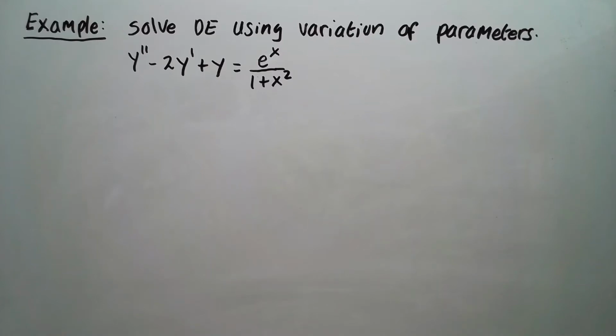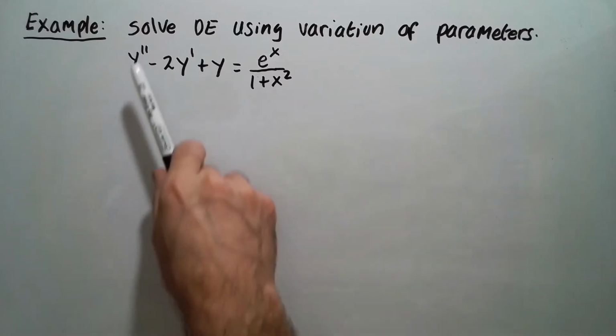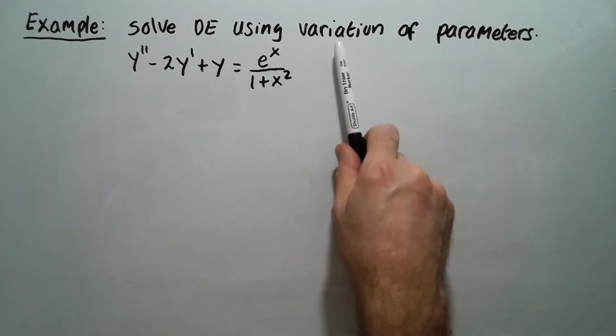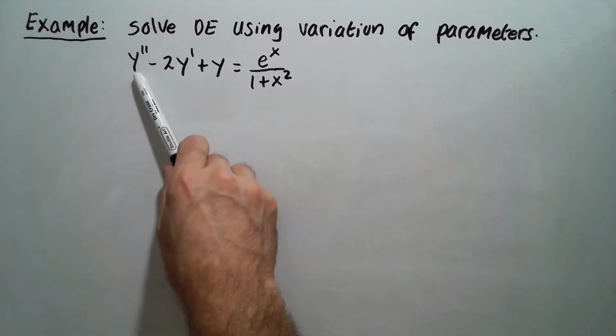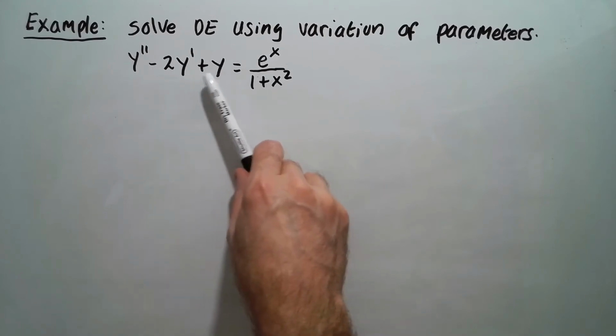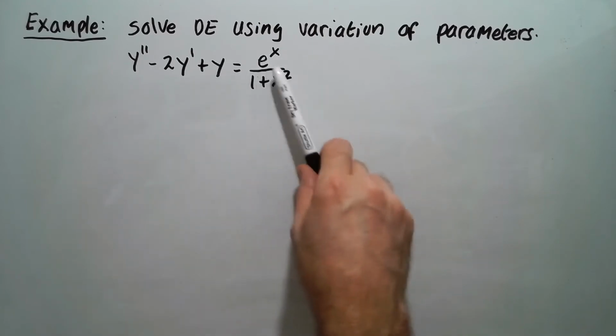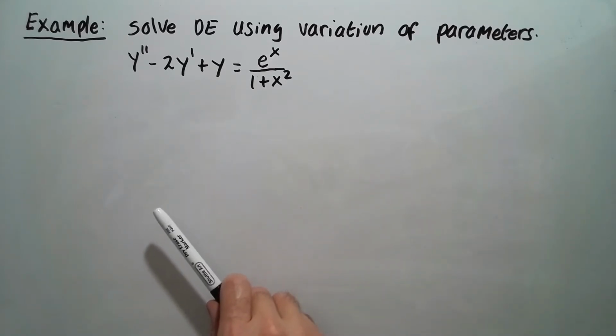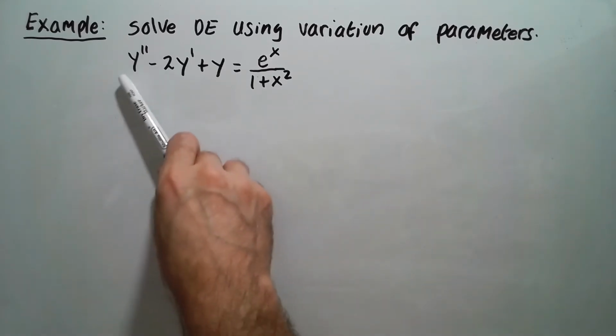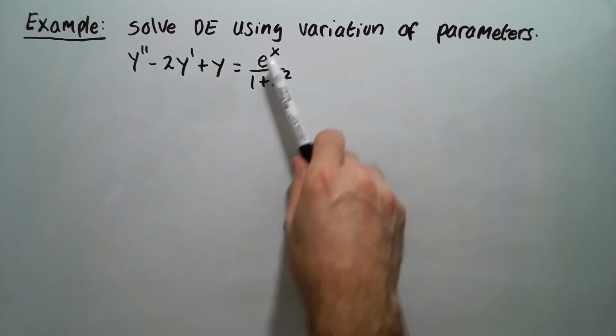Okay, so let's take a look at an example. It says solve the differential equation using variation of parameters, so theorem 12. So our differential equation is y double prime minus 2y prime plus y equals e to the x over 1 plus x squared. Okay, so the first thing we need to do is solve the homogeneous differential equation, so set it equal to 0 on this side. So let's do that first.